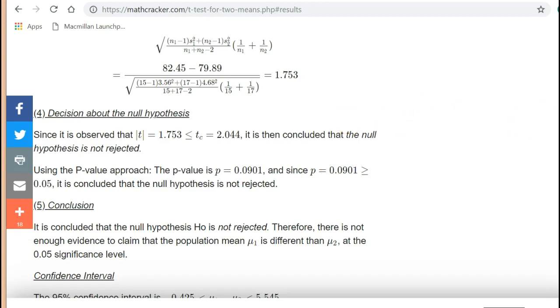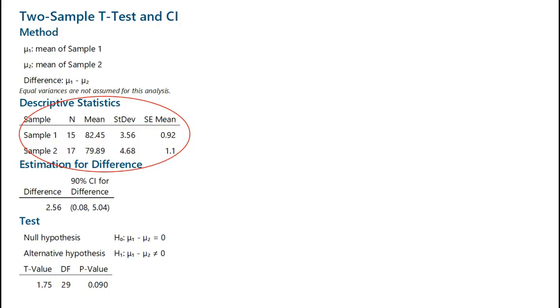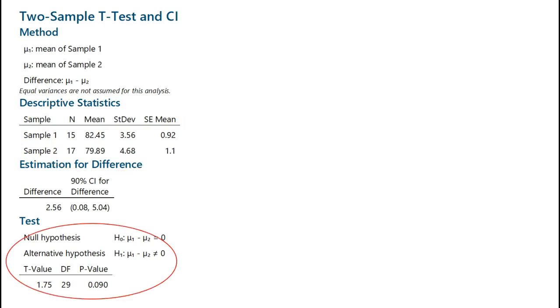On an exam, you'll want to be able to read output from Minitab. So we're going to look at what that would look like next for this problem. So here's what Minitab output looks like for this problem. Notice under descriptive statistics, we have a summary of the two samples. And then down at the bottom, we have the different pieces for the hypothesis test. And notice that that test statistic and p-value are very similar to what we found using the online applet.